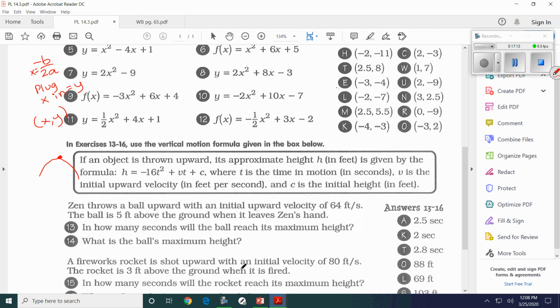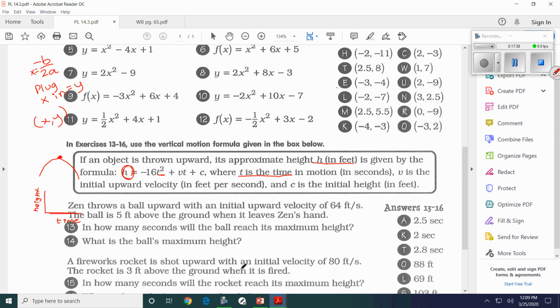Now, if you notice right here, it says the height is given. Notice that the height is in place of the y. So on your graph, the y-axis would be the height because that is what we're using in place of y. And it says t is the time. So we're using t in place of x. X-axis is going to be time. So we know that the time is going to be on the x-axis. The y is going to be on the height.